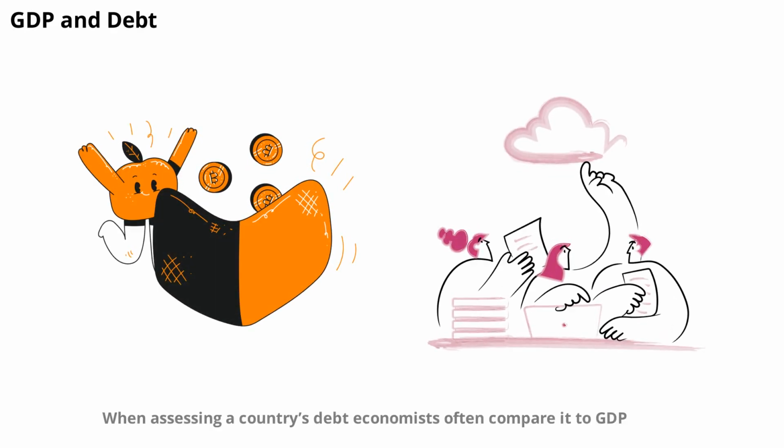When assessing a country's debt, economists often compare it to GDP. Using real GDP gives a more accurate picture of a country's ability to repay its debts, as it reflects the true size of the economy. Nominal GDP can be distorted by inflation, making debt levels look more manageable than they really are.